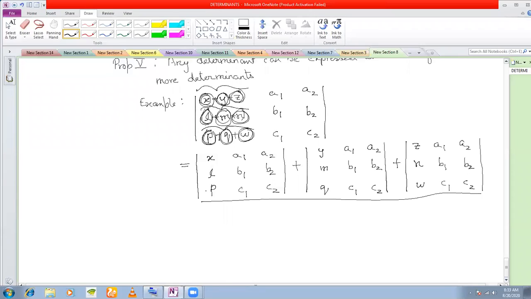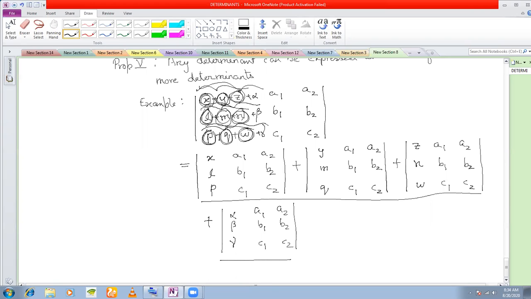Understood? If there are four, x plus y plus z plus alpha, suppose there is an alpha here, a beta here, and a gamma here, then you can split this into four determinants, which are alpha, beta, gamma, and the fourth, with A1, B1, C1, A2, B2, C2. Understood? So here we had four. That is why we split up into four determinants.